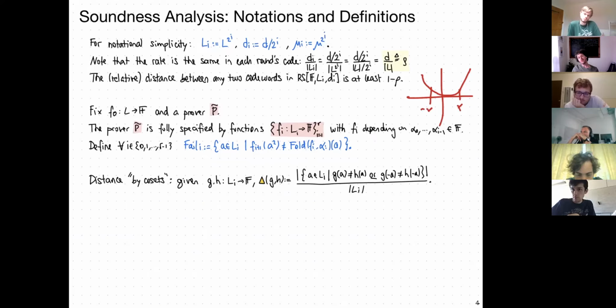So we want to have a distance where we say that G and H differ on a point if either x or minus x disagree. So it might be the case that they agree on the positive term, but if they don't agree on the negative term, we'll still count it as distance.